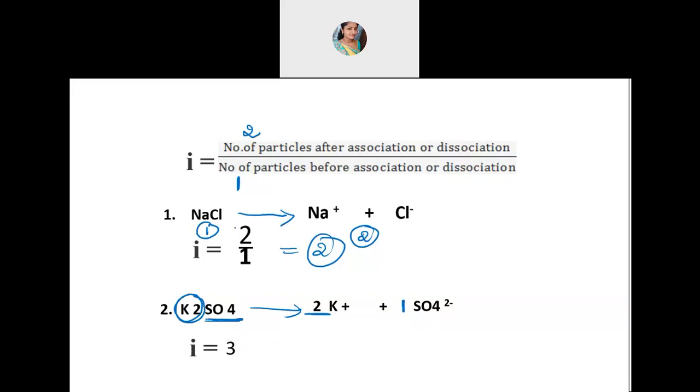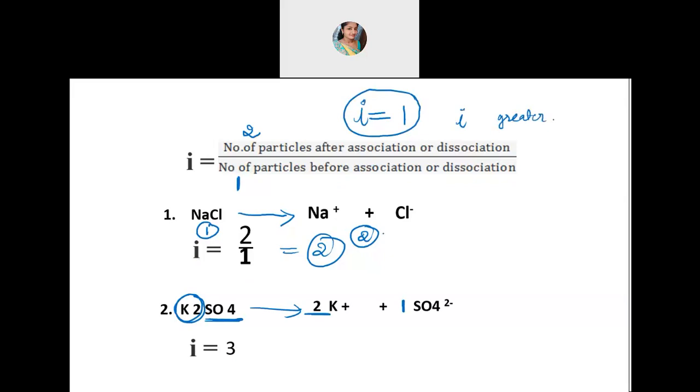So you are able to see that if they are dissociating, then your i value comes out to be greater than 1. If it is a non-electrolyte, your i value will be 1. But if they are undergoing dissociation, you are able to see the i value comes out to be greater than 1.